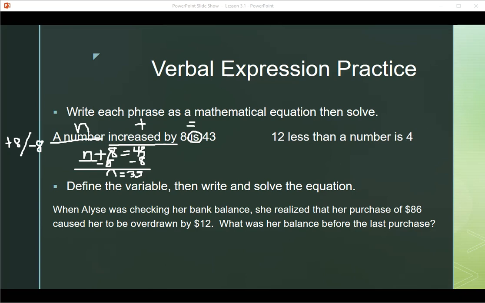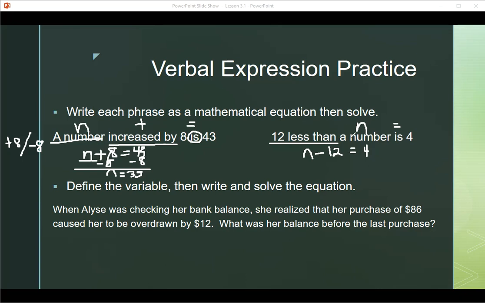Okay, for the second problem, you can see that you have 12 less than a number is 4. Be careful because 12 less than is a part that confuses everybody. So I'm just going to underline it here for a minute, and I'll explain it a little more in just a second. We know that a number means our variable. Again, I'm just using an n. Is our equal sign. But when it says 12 less than n, what that actually means is take n and subtract or take away 12. And that is equal to 4.